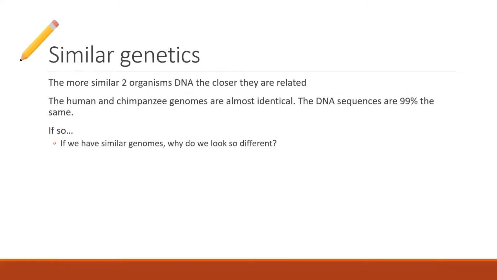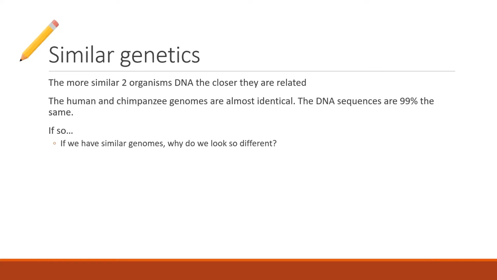Similar genetics. The more similar two organisms' DNA, the closer they are related. I've already said that, but I'm saying it again. You don't have to copy it down if you don't want to, but I want you to copy this next part. The human and chimpanzee's genomes are almost identical. The DNA sequences are 99% the same.